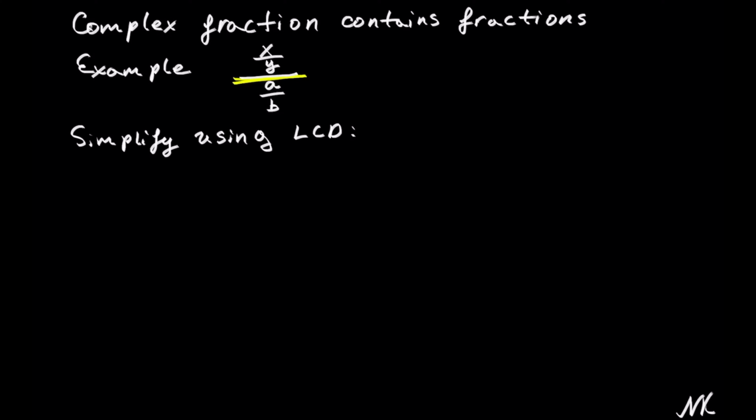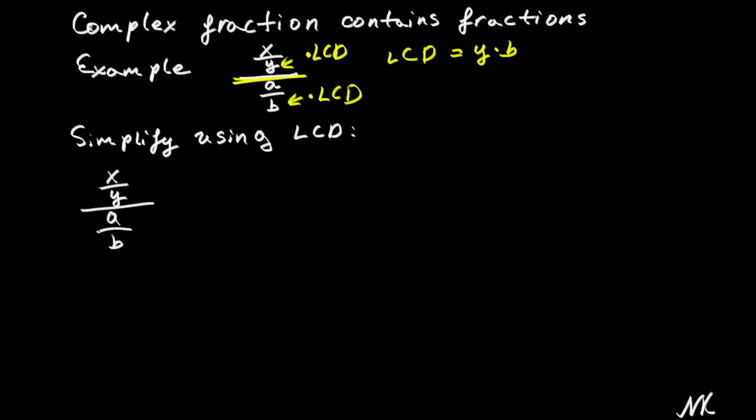The first way of dealing with a complex fraction is simplifying using the least common denominator. So in the numerator, we have x out of y, so the least common denominator will have to include a factor of y. In the denominator we have a out of b, so the least common denominator will have to include a factor of b. So when you're simplifying a fraction using the least common denominator, you multiply the numerator and denominator by the least common denominator. So in this example we have x out of y out of a out of b, and we multiply the numerator and the denominator by the least common denominator.